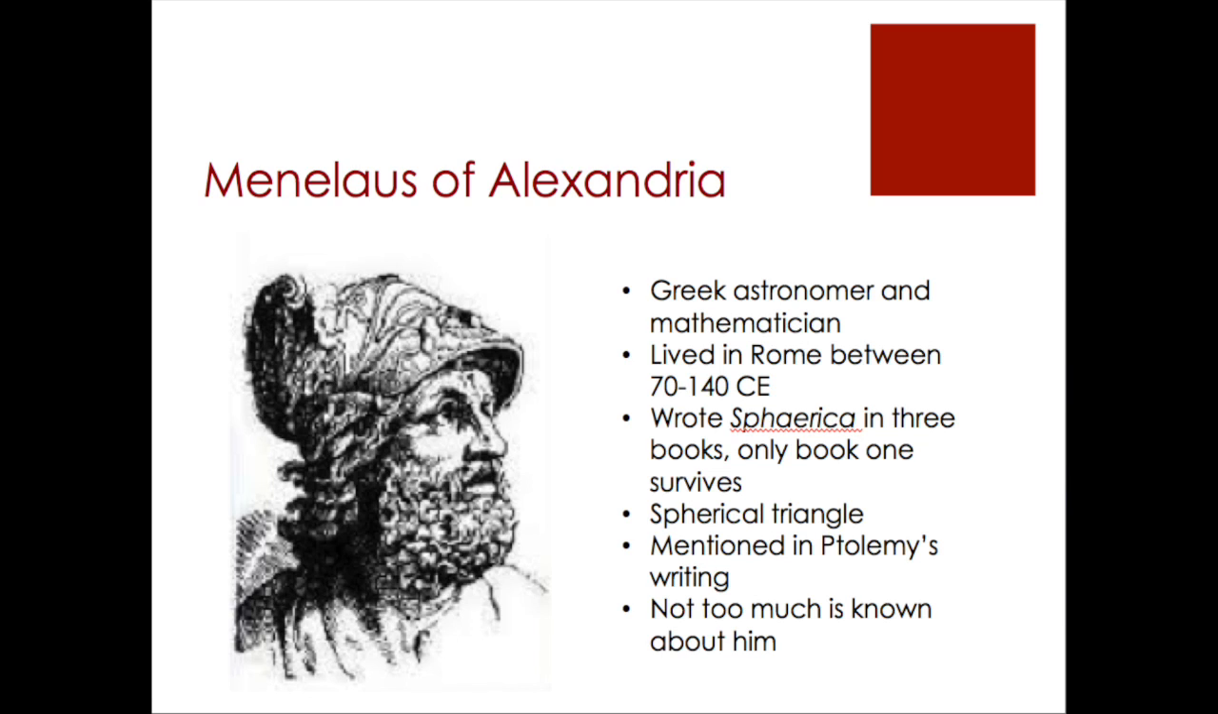Menelaus of Alexandria is a Greek astronomer and mathematician that lived in Rome between 70 and 140 CE. He wrote Spherica in 3 books, but only one of the books survives. The first book defines the spherical triangle, which is one of his major contributions to mathematics. He is also mentioned in Ptolemy's writing, but not much else is known about him.